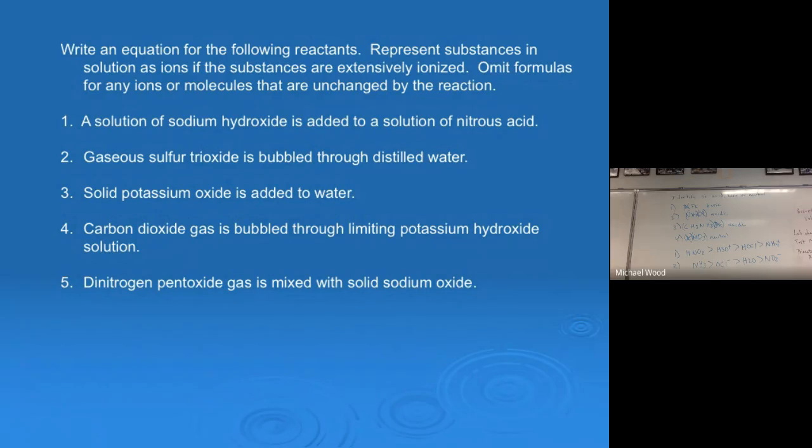Okay, so I'm going to start working on these. Some of these could take you a little bit of time, but on the test next Tuesday, there will be a section of 4 or 5 just like these. This is definitely fair game, good stuff for the AP test. Okay, so number 1, sodium hydroxide.